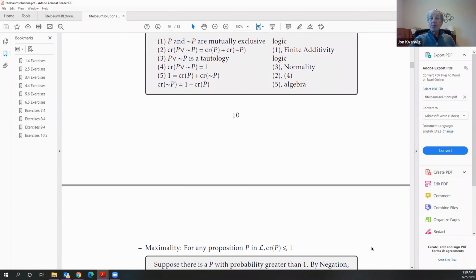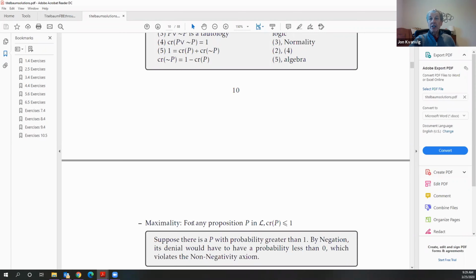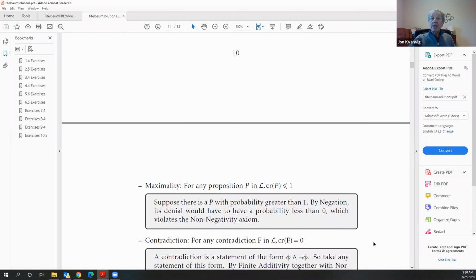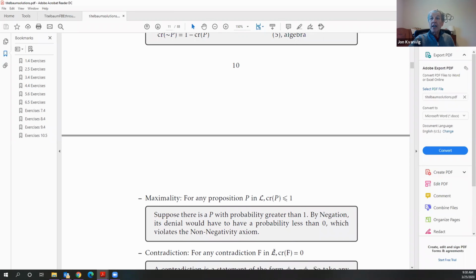So notice, once we prove negation, we can use negation in the process of proving other theorems, in this case, maximality. So maximality is a super quick theorem to prove once you have negation. Notice you could have done it in the other direction as well. You can give a proof that looks a mirror image of the proof for negation, and then you could use maximality to prove the negation rule if you wanted. Okay, the next one is contradiction. For any contradiction F in the language, the credence for F has to be 0.